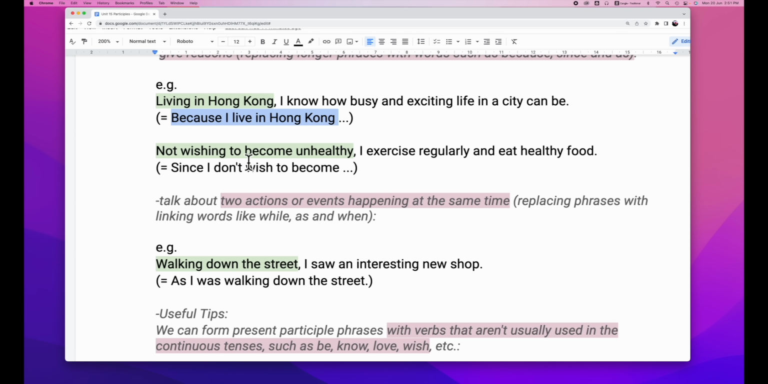Another example: not wishing to become unhealthy, I exercise regularly and eat healthy food. Not wishing to become unhealthy is another category, telling you the reason for exercising regularly and eating healthy food. And not wishing to become unhealthy comes from the sentence, since I don't wish to become unhealthy.